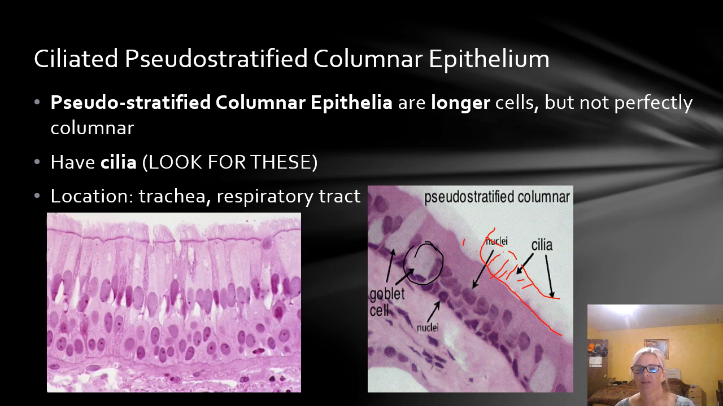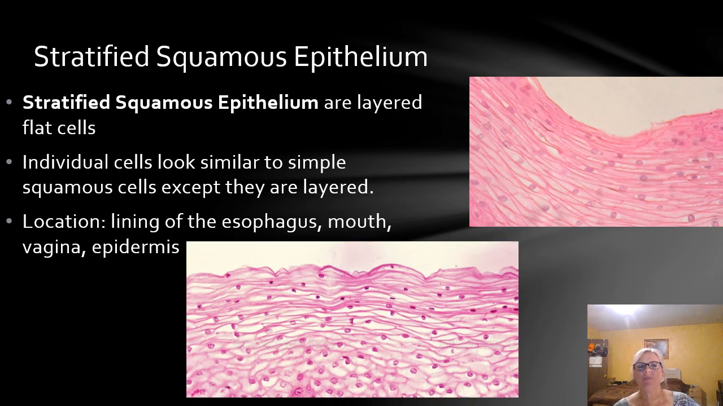That's a good way to identify if you have pseudostratified. But if you look at this carefully, it does have that stratified-looking appearance to it, but they're different cells. The cells themselves go all the way down. So stratified squamous epithelium, and the only difference here is the number of layers.